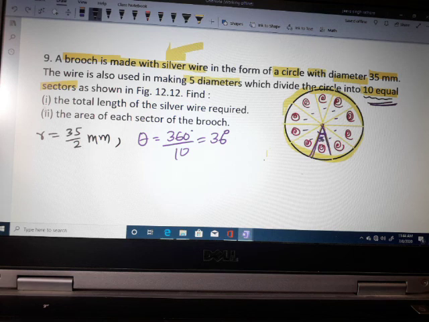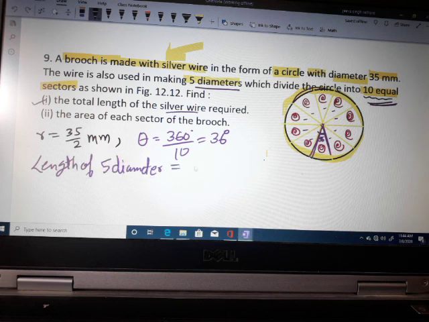You have to find the first one, the total length of silver wire used. सिल्वर वायर पहले तो सरकमफ्रेंस पे यूज हो रहा है और फिर डायमीटर पे. डायमीटर टोटल कितने, 5 डायमीटर, तो लेंथ ऑफ 5 डायमीटर इक्वल टू 5 इंटू 1 डायमीटर की लेंथ, जो दे रखी है आपको 35 mm. 35 mm से मल्टीप्लाई कर दीजिए, 175 mm. And circumference of circle is also made from the silver.